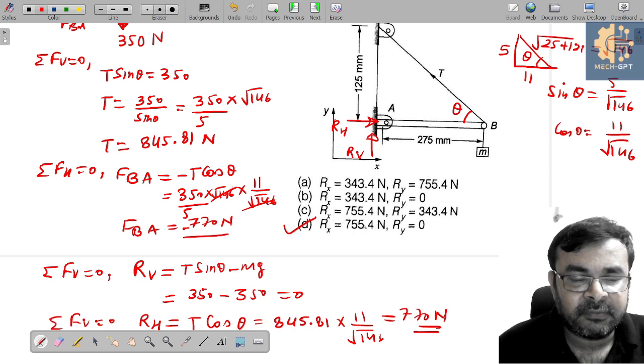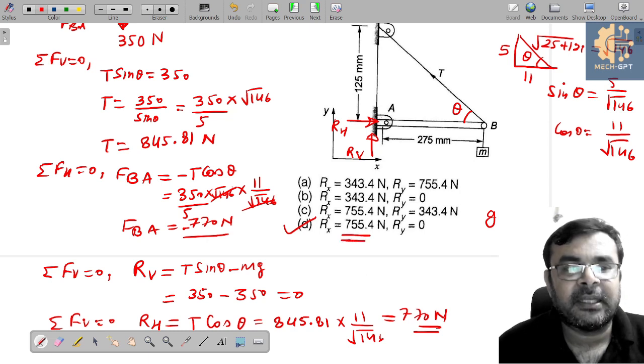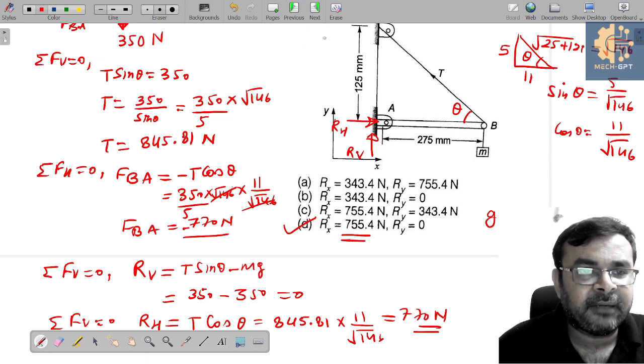Why here we have 755? Because if you use g equal to 9.81, then you will definitely get this value instead of 770. Is it clear? But in this I am using 10, that's why I am getting 770. So don't worry about this.